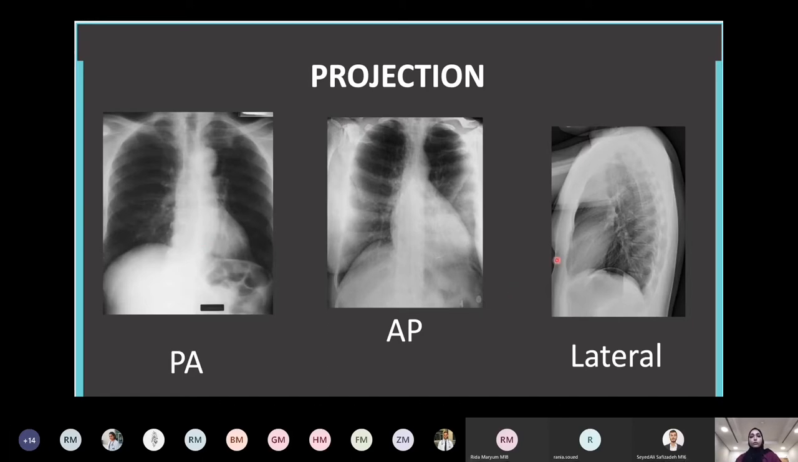Now, for lateral views, we usually use this type of, yes. Yeah. Someone unmuted, you guys want to say something?